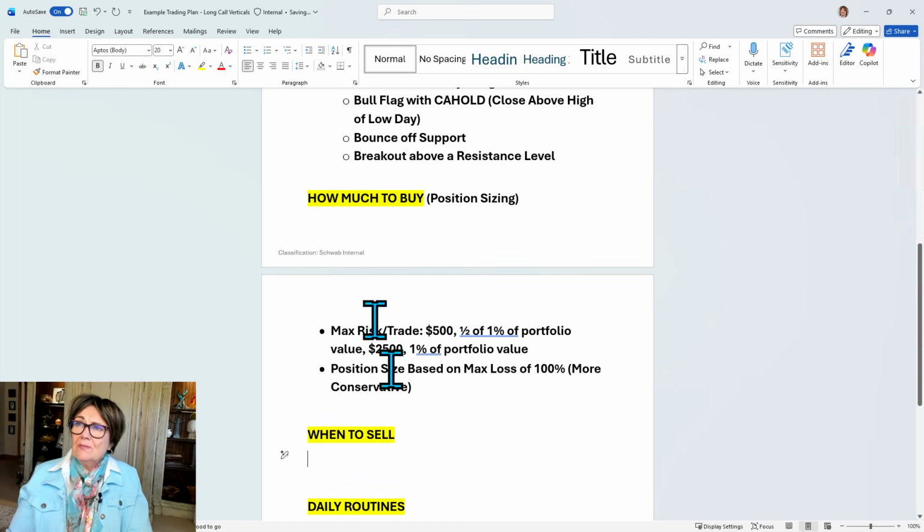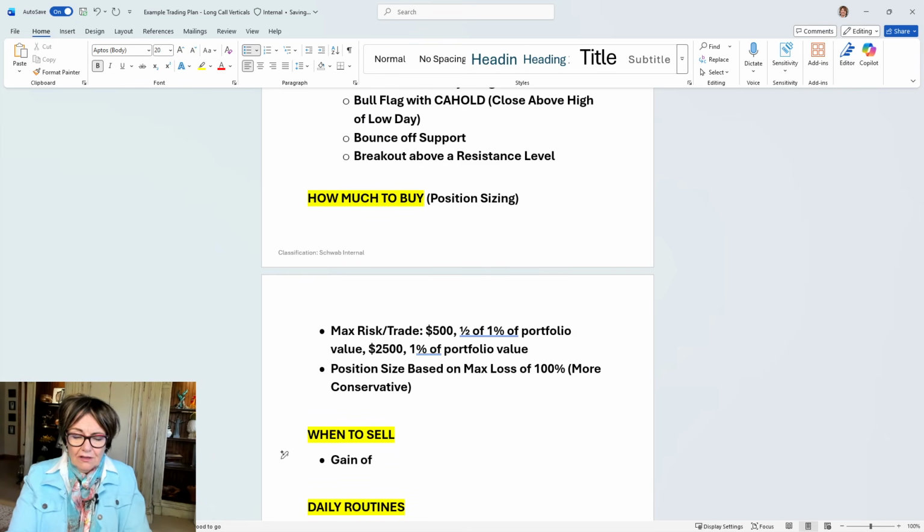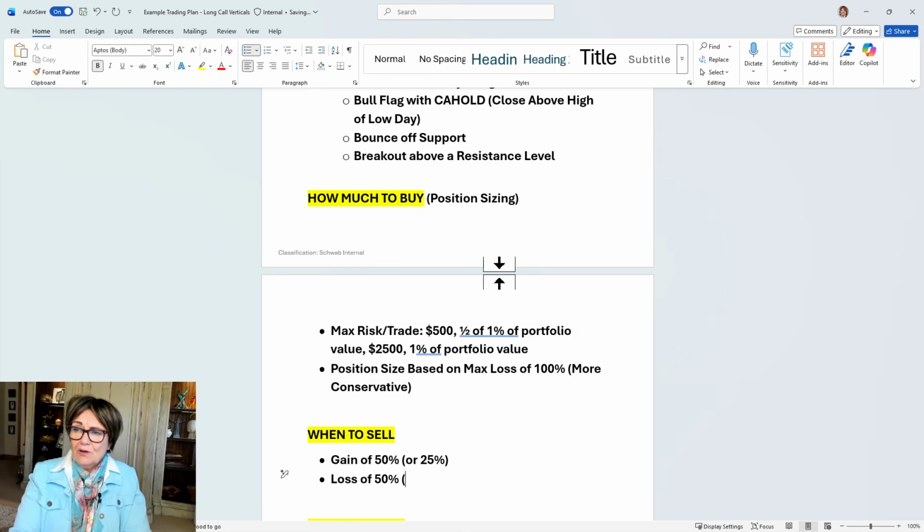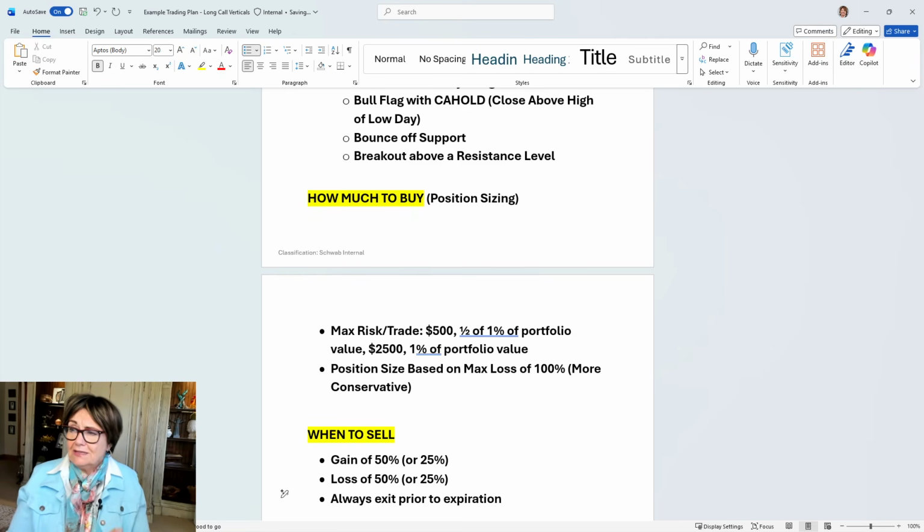And then when to sell, we might say, well, I plan to get out when I have a gain of 50%. Or we might say 25%, whatever your number is. And then on the flip side, if it doesn't go according to plan, if I'm down 50%, I'm going to exit. Or if I'm down 25%, whatever your number is. Okay. And then you might, in addition, say, regardless, I'm always going to exit prior to expiration. That might be something that you might want to include in your trading plan.